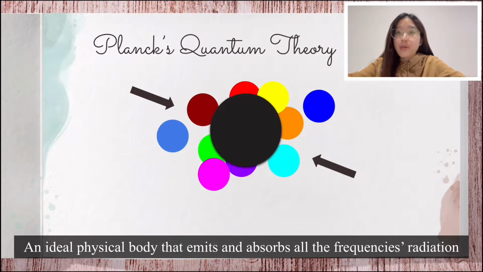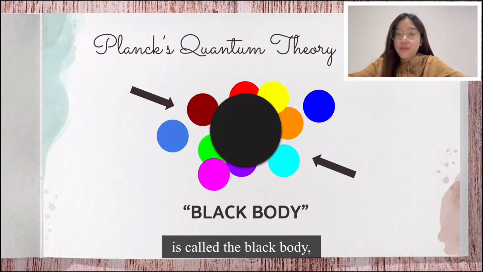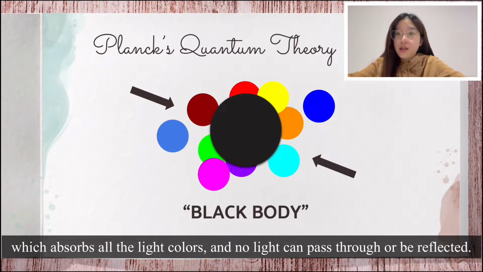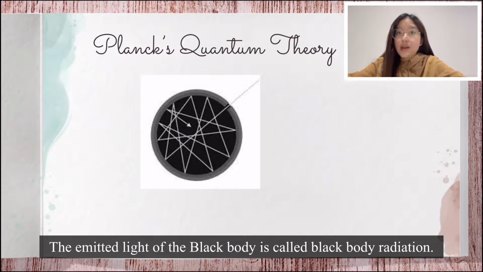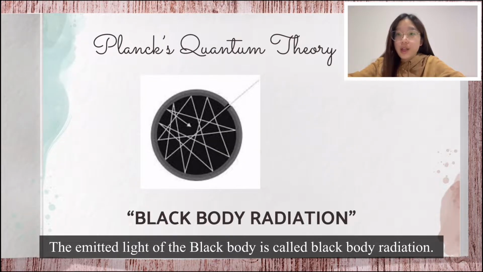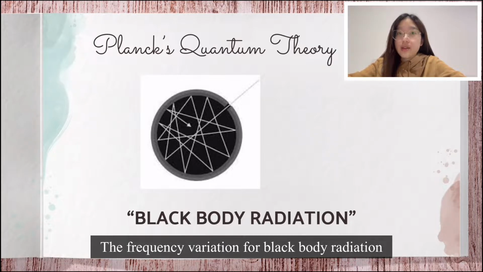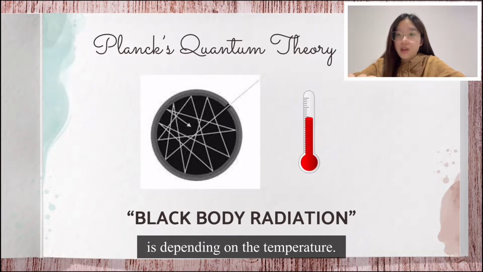An ideal physical body that emits or absorbs all the frequency radiation is called the blackbody, which absorbs all the light color and no light can be passed or reflected from it. The emitted light of blackbody is called blackbody radiation. The frequency variation for blackbody radiation depends on the temperature.